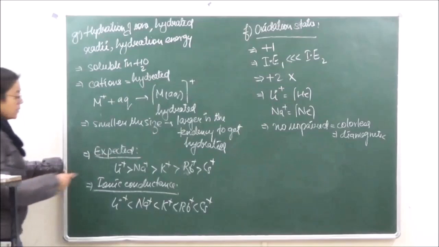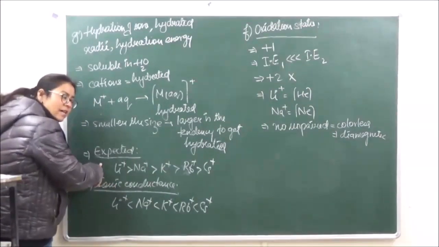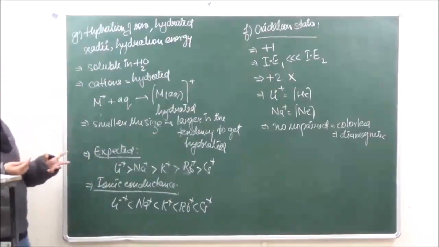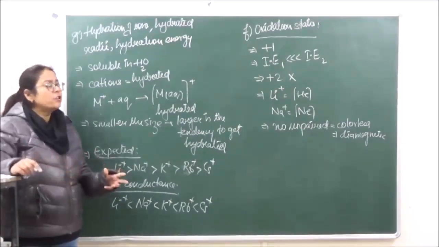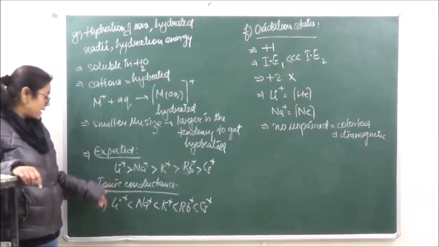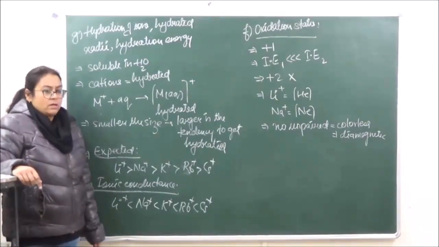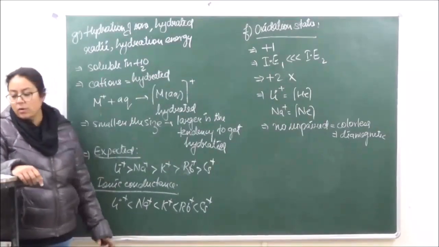And the conductivity will be opposite to the size of the hydrated ion, because if the size is larger, it will be difficult for it to move. So lithium, having the largest size as a hydrated ion, will have the least conductivity. Okay? Is it clear?